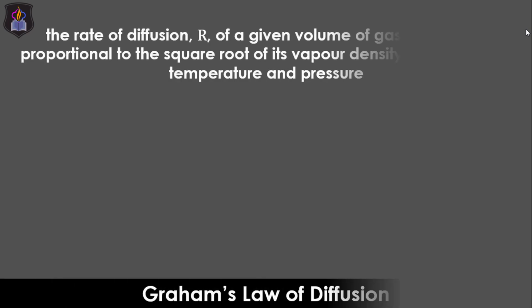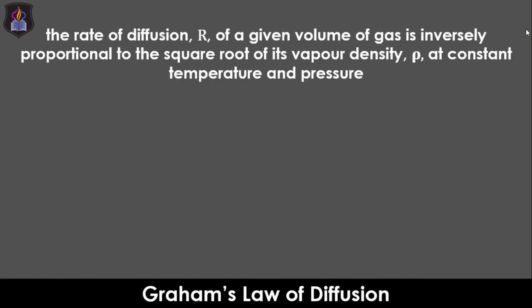According to him, the rate of diffusion R of a given volume of gas is inversely proportional to the square root of its vapor density ρ at constant temperature and pressure, mathematically represented as R ∝ 1/√ρ. But the vapor density of a gas is directly proportional to its relative molecular mass and is given as vapor density equals relative molecular mass divided by 2.